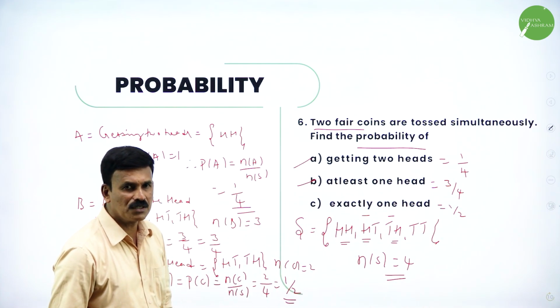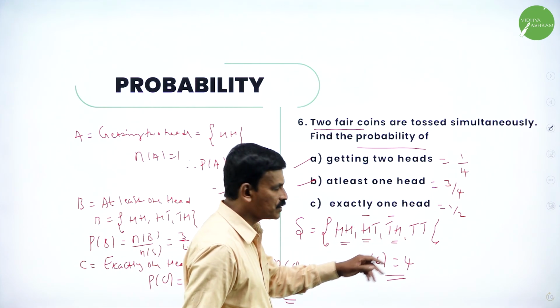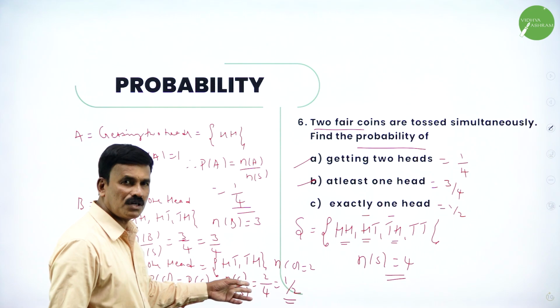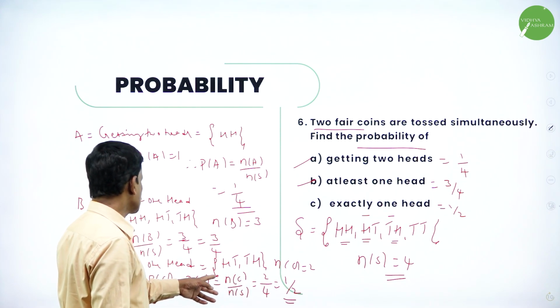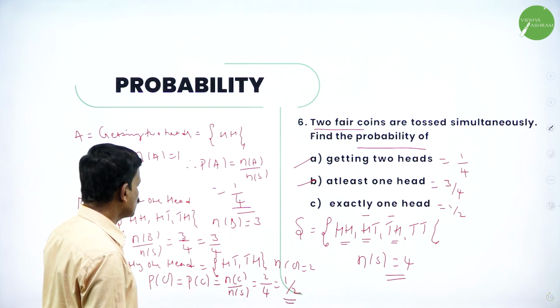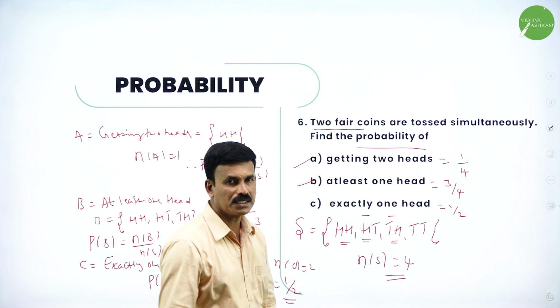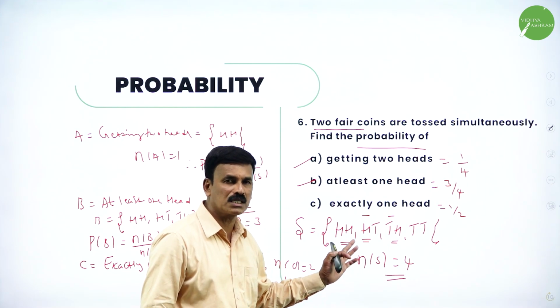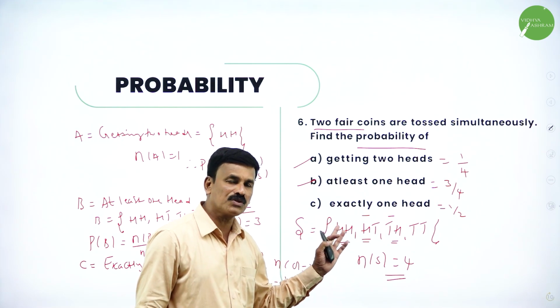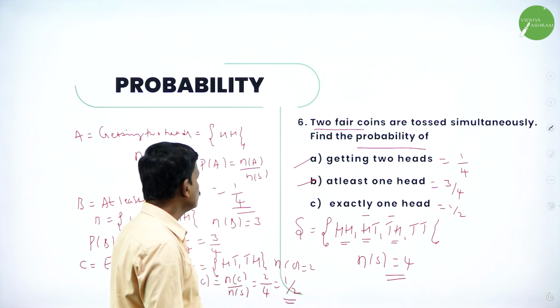The probability of getting exactly one head is 1 by 2, because exactly one head is H and T, and T and H. So the number of events is 2, and n of C divided by n of S is 2 by 4, which is 1 by 2, the probability of getting C, exactly one head. That's it. This is how we are going to solve this. It is an important problem. You may expect this type of question for 3 or 4 marks. Now move on to the next problem.